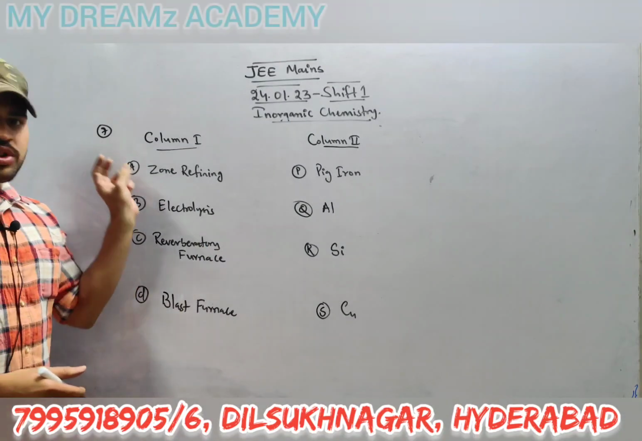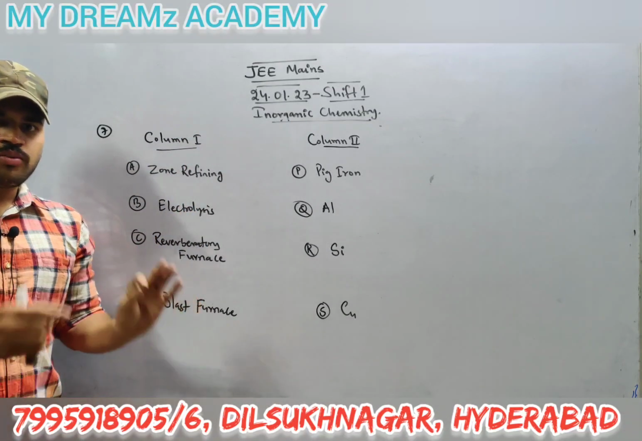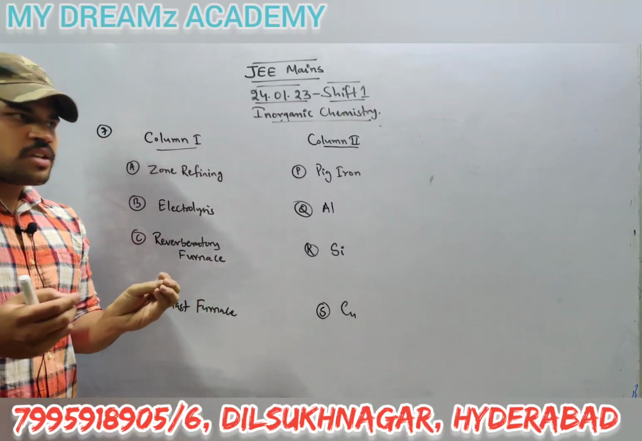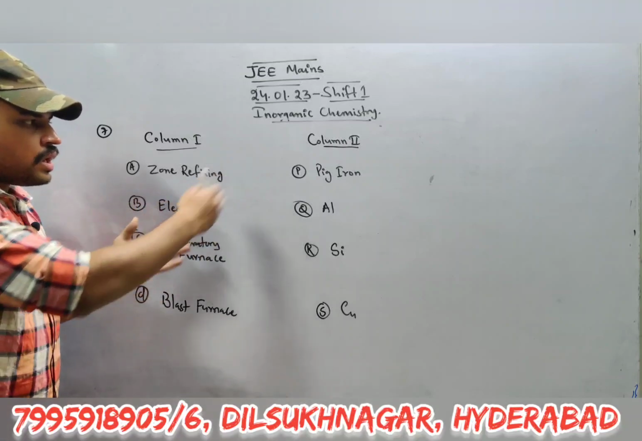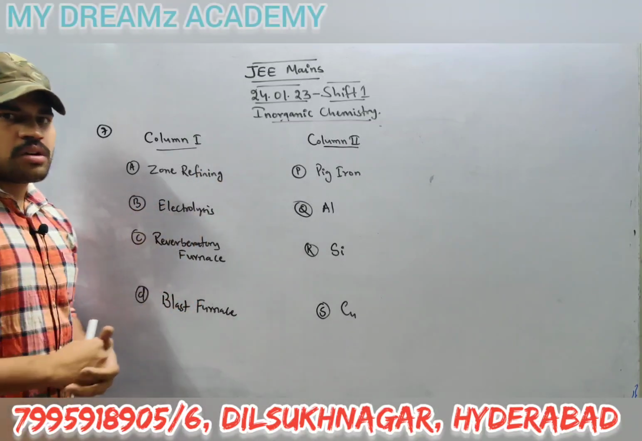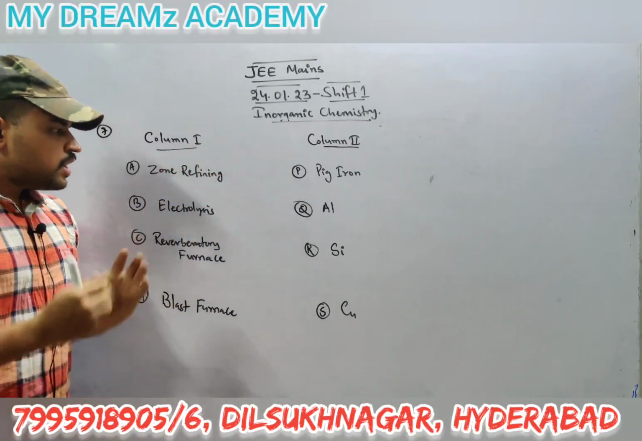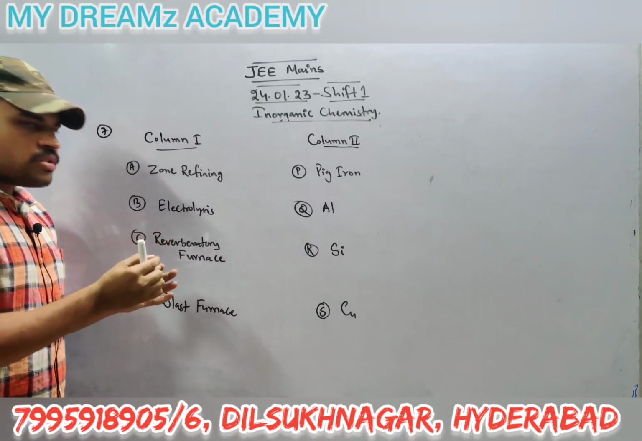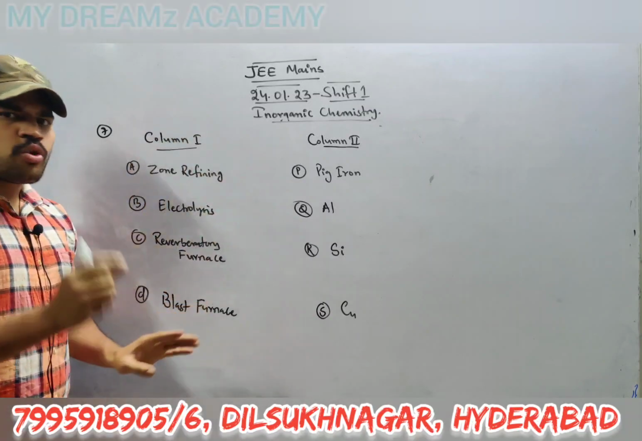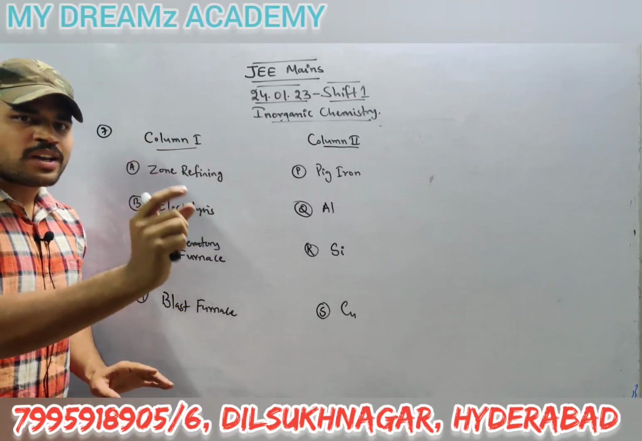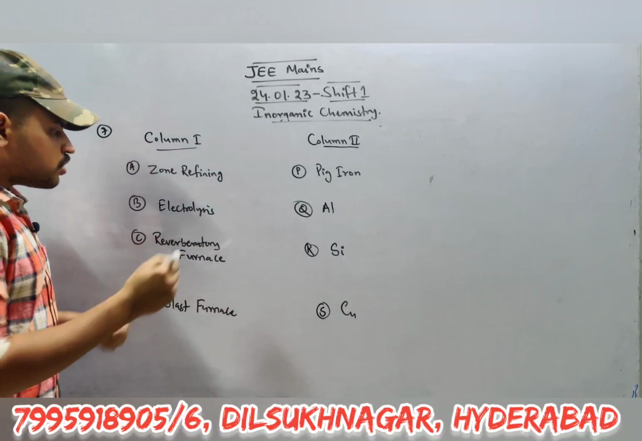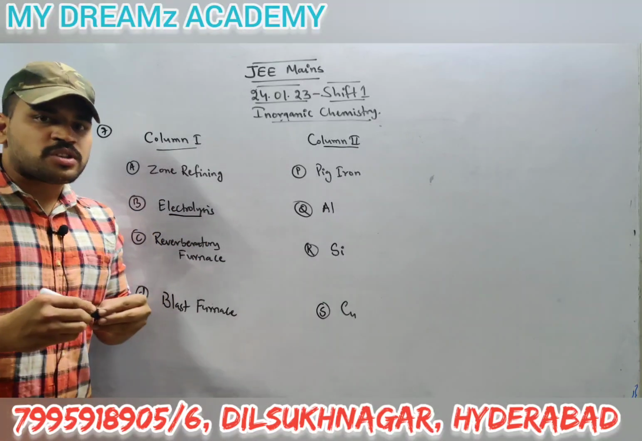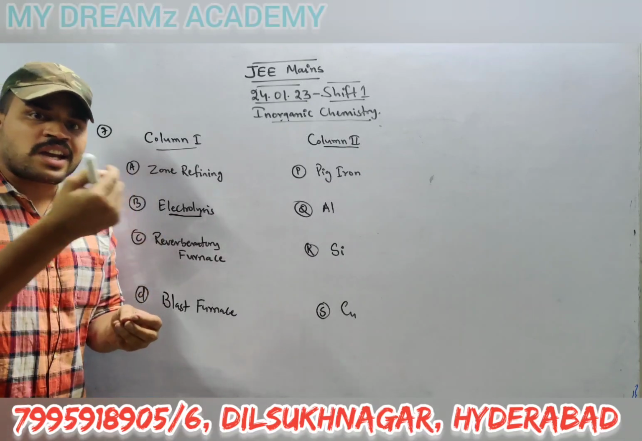This is the last question of this inorganic chemistry for this shift. It is given from metallurgy. Since the question came from metallurgy, we have to match column 1 and column 2. A very important point: we can get the answer directly from the options, even by analyzing just one of them. How? Electrolysis is the process used to extract the highly reactive metals.